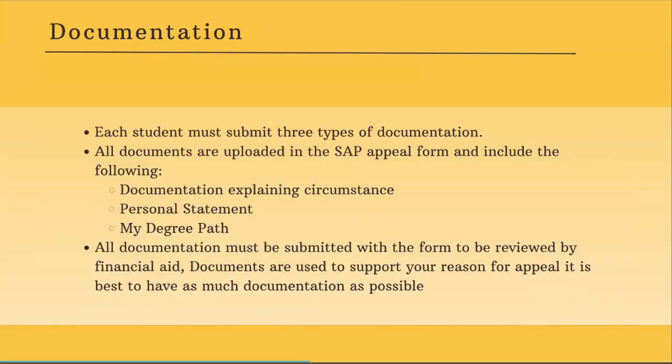Documentation. Documentation is going to be very important. So you want to get professional documentation that the school can validate if they need to call. So each student must submit at least 3 types of documentation. All documents are uploaded in the SAP appeal form and include the following: documentation explaining your circumstance that led to your difficulty for that particular semester, your personal statement, and the uploading of your My Degree path.